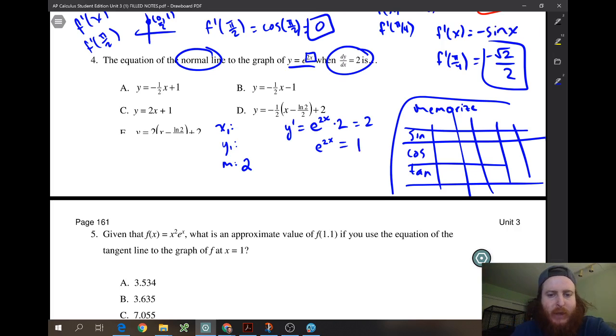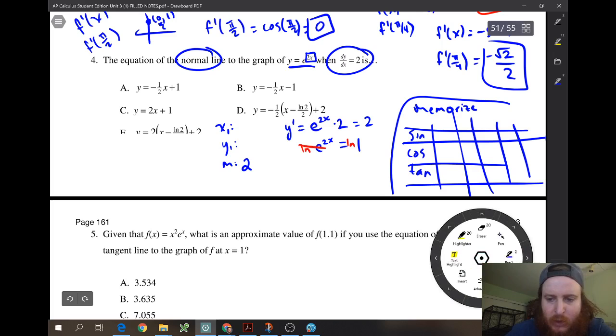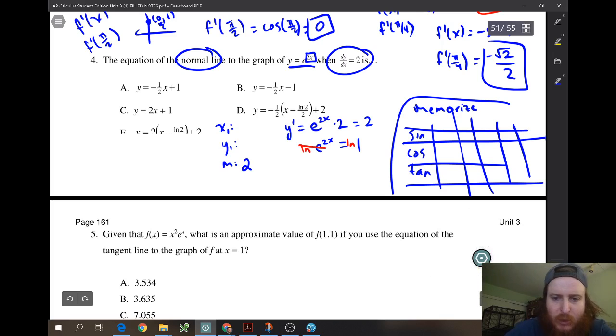How do we get rid of an e? How do we solve for an e? This was back in our review chapter. We get rid of an e, we solve for an e by taking the ln of both sides. The ln and the e cancel out. So on the left side we get 2x. And ln of 1 is something we should have memorized. ln of 1 is always 0. So this gives us x equals 0. So our x1 is 0.